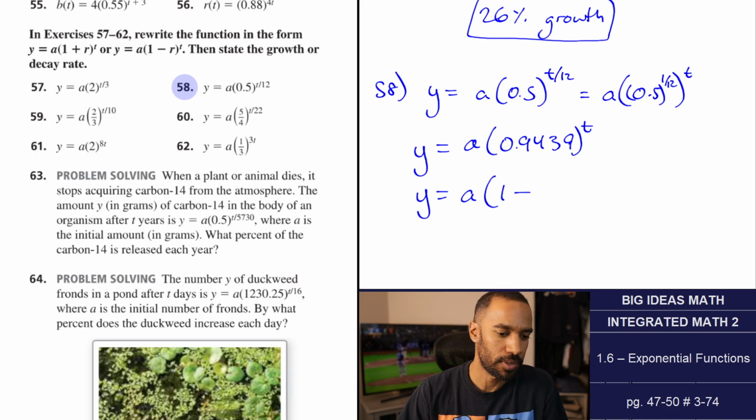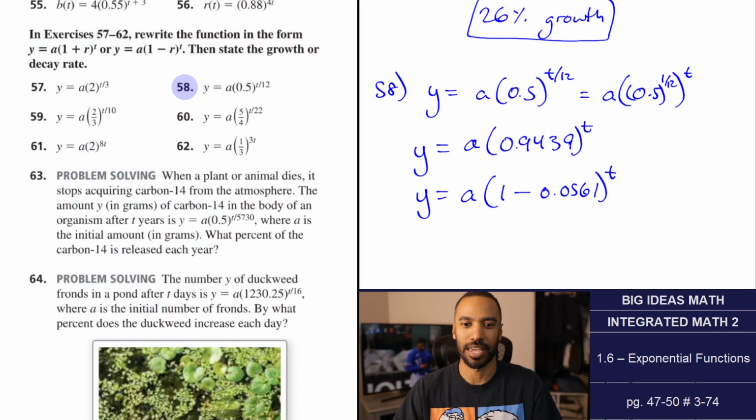Now, if you want to figure out what that value is, let me go to the calculator. Notice the number that I got through this 0.5 to the 1/12th power. You do 1 minus that to figure out what the other number is. 0.0561. That's what we're subtracting from 1 to get this. And you do 1 minus that to get it, if that makes sense. It's kind of weird. It's kind of backwards. But that's how you figure out the number to get the percent.